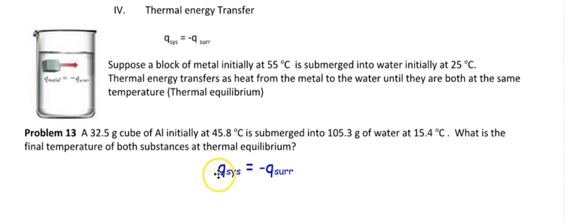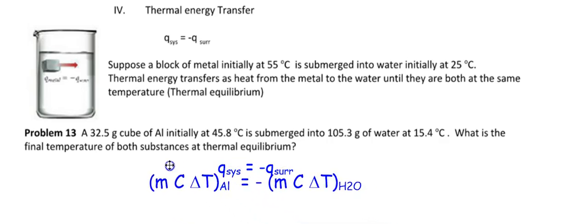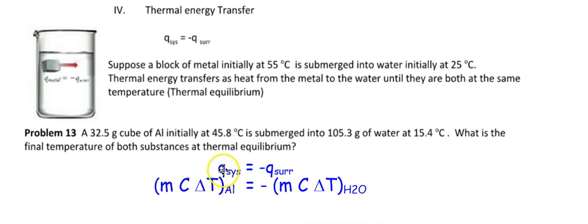I start off with this: Q system is negative Q surroundings. So I'm going to replace Q with m c delta T, and I'm going to make aluminum always on the left side and my water on the right-hand side, because aluminum is my system and my water is the surroundings. It's surrounding the block of aluminum. And what did I not forget? I did not forget my negative sign, right? So let's check this out.